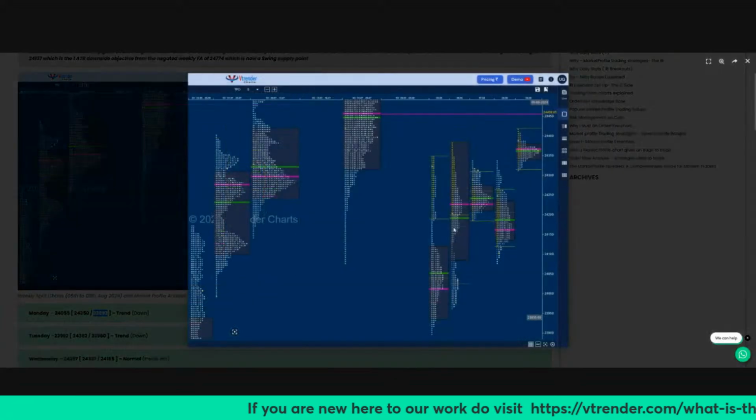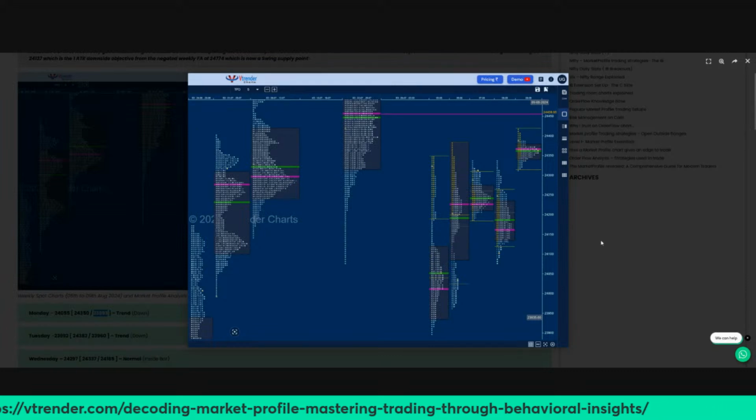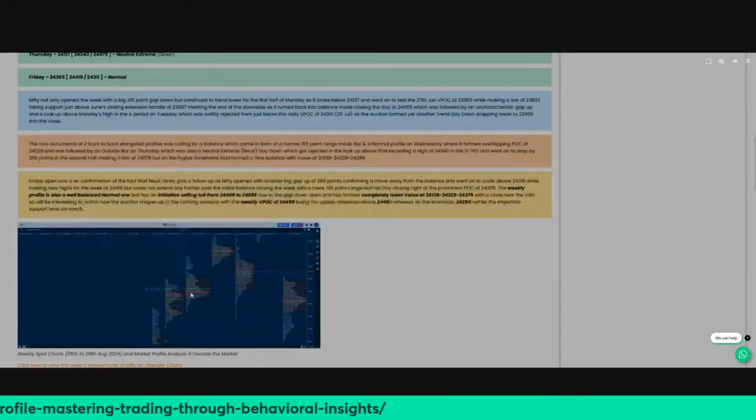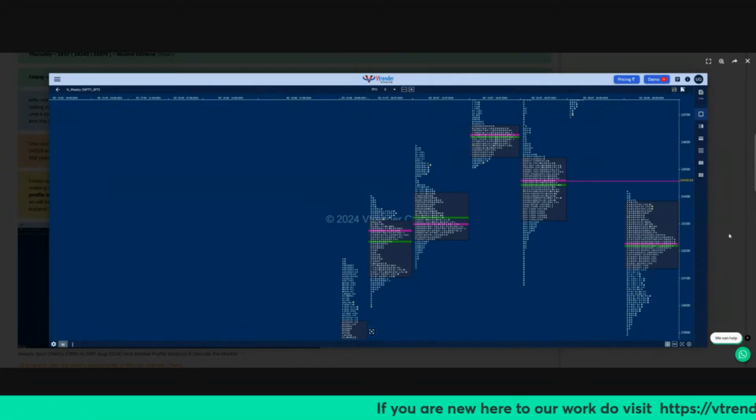But what we did on Friday was form a very narrow range profile. So even though the buyers came into the picture, they were not able to do much. They were not able to extend higher after the initial balance. So it was all set for an interesting session today, because what we had on the weekly profile was another balance with value completely lower, but the close was around the value area high.